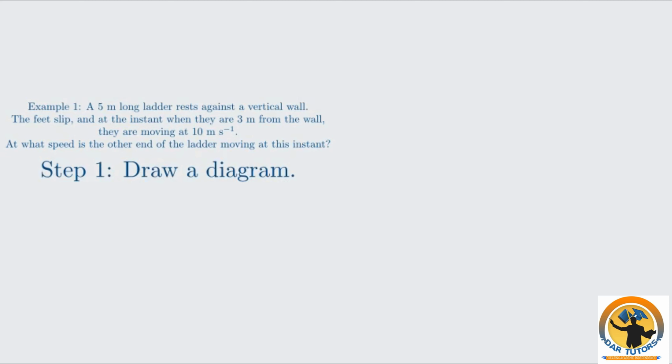We have a right-angled triangle formed by the wall, the ground, and the ladder. Let's label the horizontal distance from the wall to the foot of the ladder as x, and the vertical height on the wall as y. The length of the ladder is a constant 5 meters.